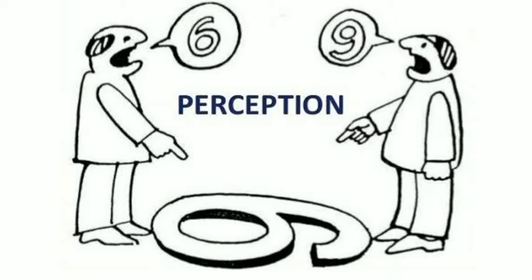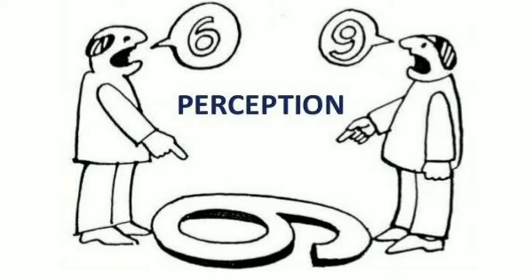Now in this particular picture you can see that there are two people and they are arguing about what they can see. The person standing on the left side can see it as a figure 6, whereas the person standing on the right side of the screen is arguing that it is 9. Both are correct in their own way because they are saying what they can perceive.